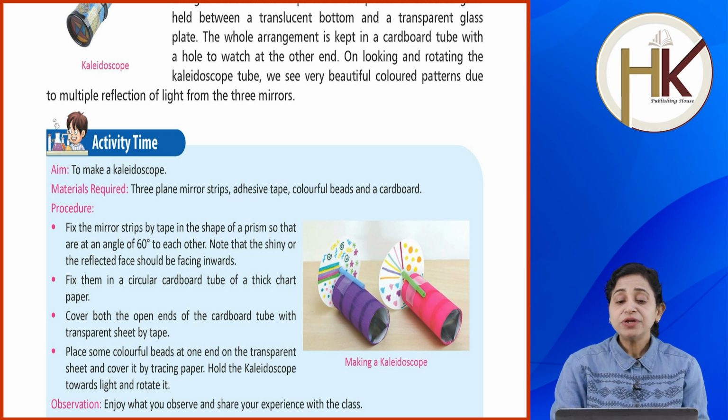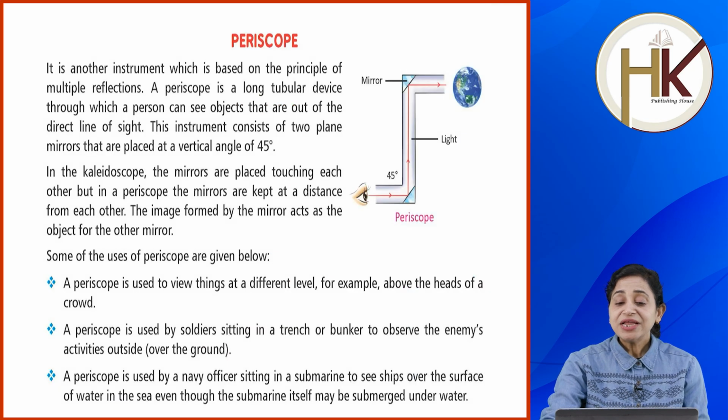Place some colorful beads at one end on the transparent sheet and cover it with tracing paper. Hold the kaleidoscope towards light and rotate it. Observation: enjoy what you observe and share your experience with the class. Now let's read about the periscope.